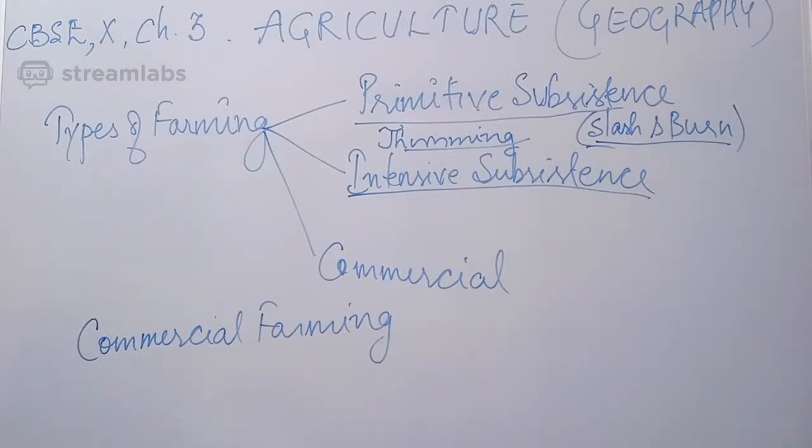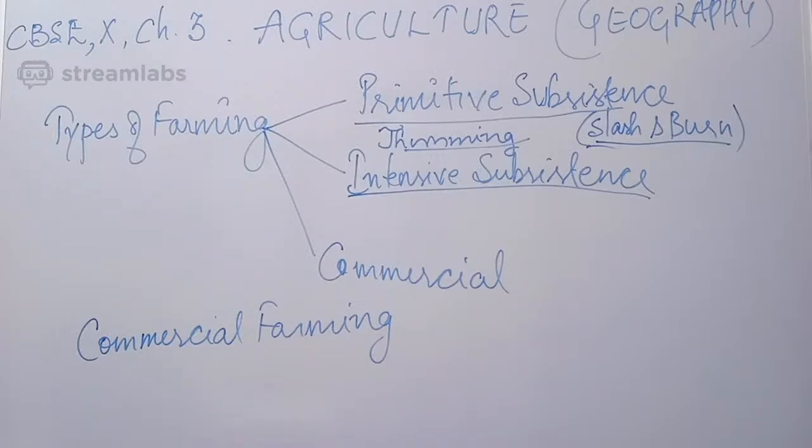Yes, very good children, those who are writing the answer. Now let's talk about the important points which are related to this farming. First point, high doses of biochemical and irrigation are used for obtaining higher production. High doses of biochemical means we are using maximum science, maximum chemicals.